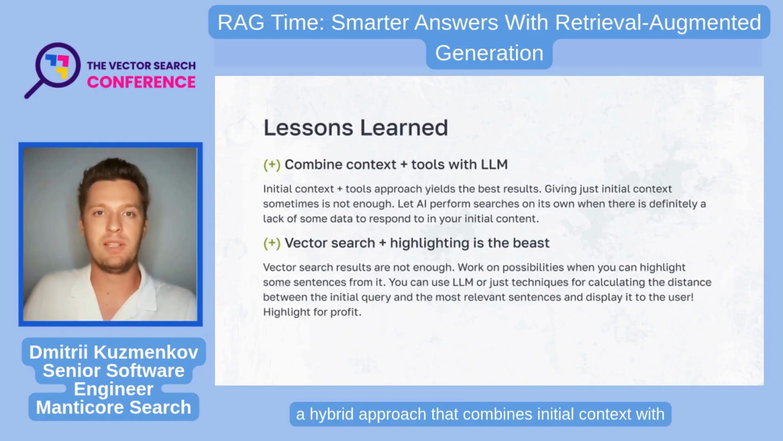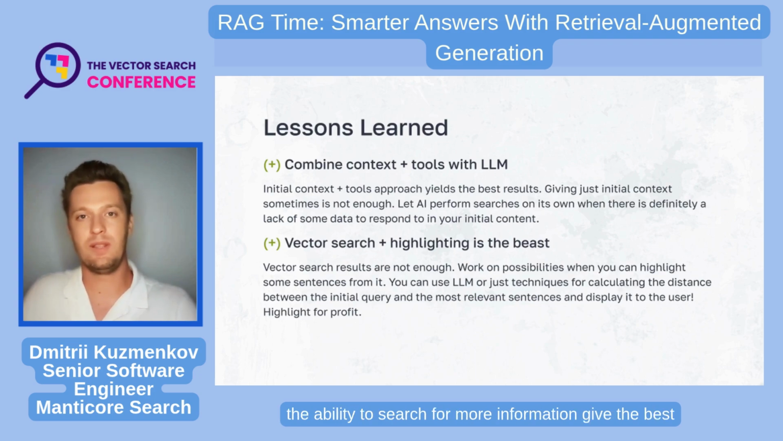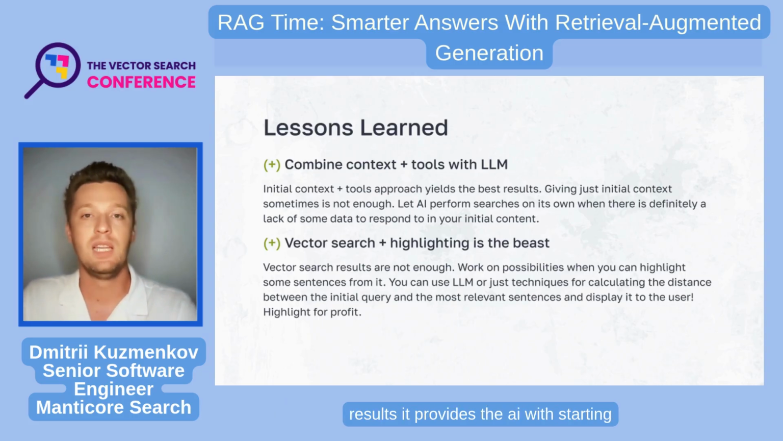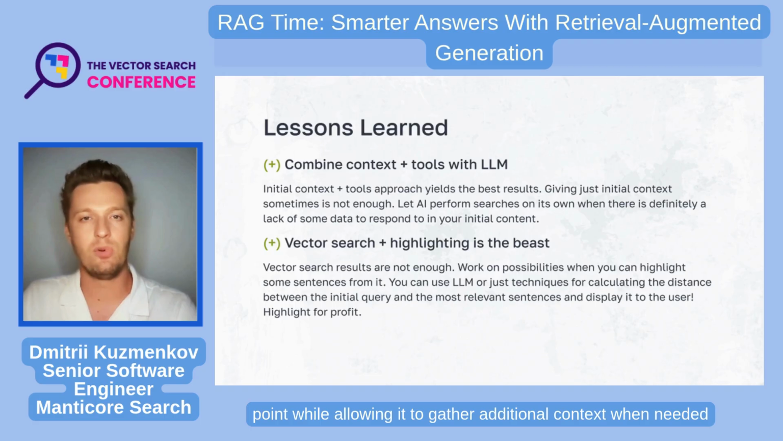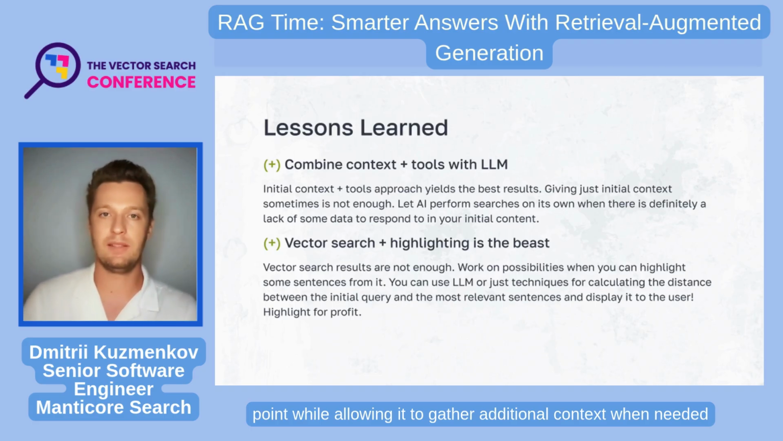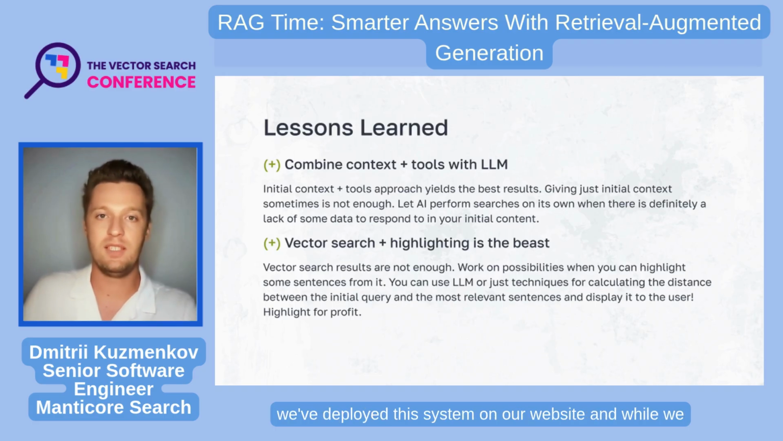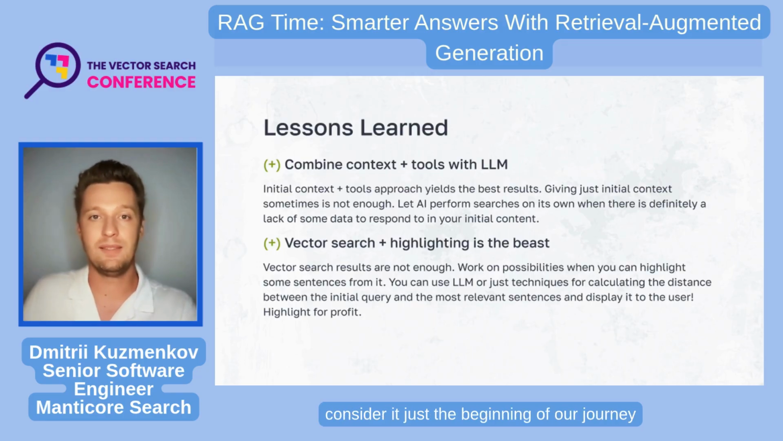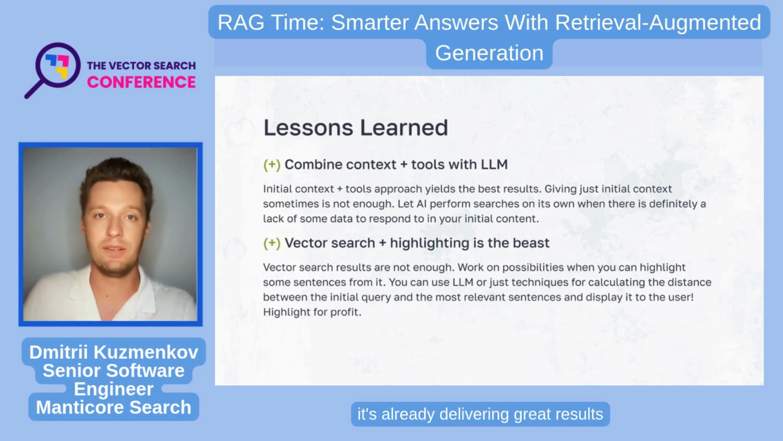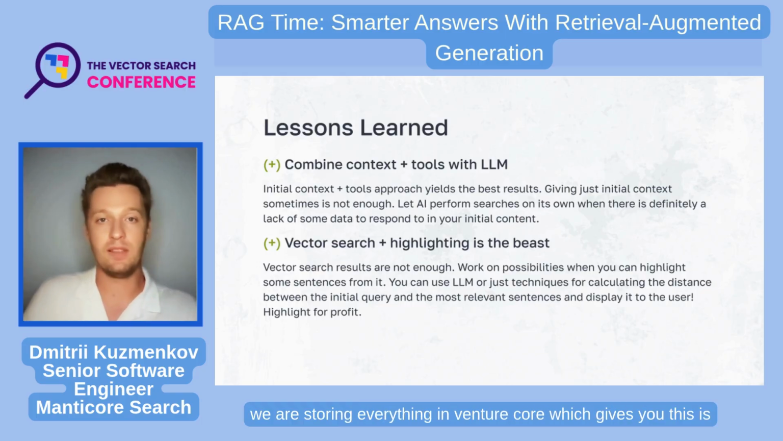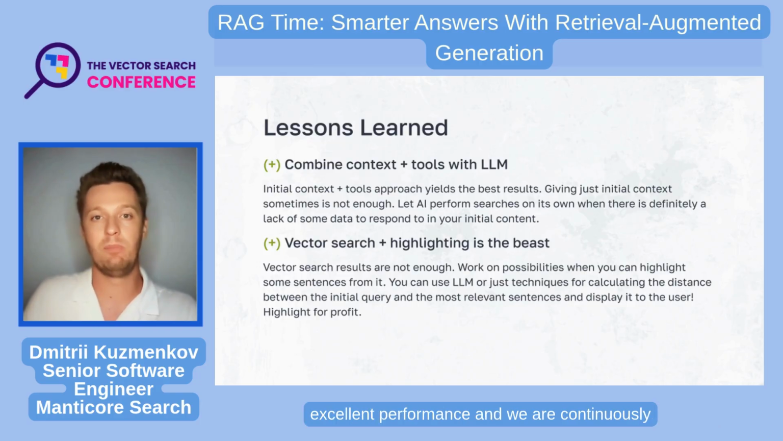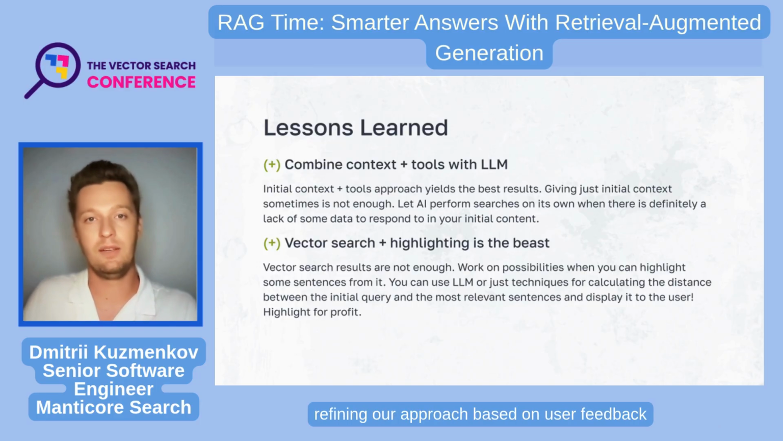Finally, a hybrid approach that combines initial context with the ability to search for more information gives the best results. It provides the AI with a starting point while allowing it to gather additional context when needed. We've deployed this system on our website, and while we consider it just the beginning of our journey, it's already delivering great results. We are storing everything in Manticore, which gives us excellent performance, and we are continuously refining our approach based on user feedback.